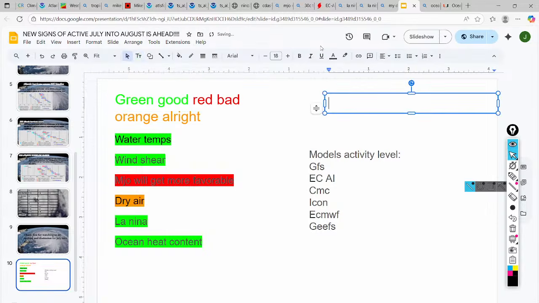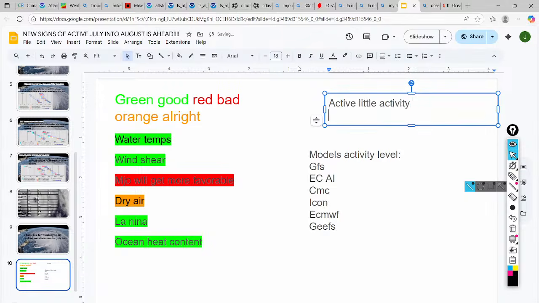Basically, we're making a chart of the models. I'll say orange. No, I'm not going to do that. We're going to do it in different colors. We're going to do active, little activity, and no activity. We're going to do it like that. We're still waiting on the GFS and stuff.